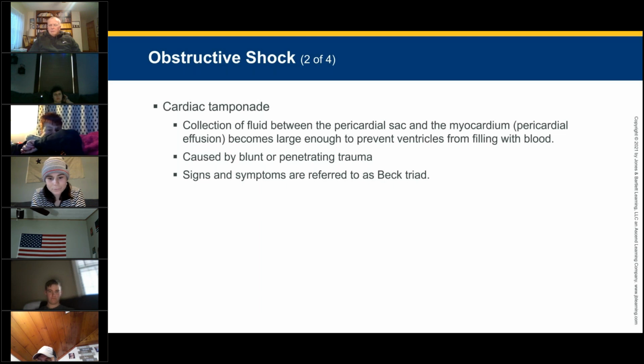And the signs and symptoms of cardiac tamponade are referred to as the Beck's triad. That's an important test question right there, Beck's triad. The three things you're looking for in Beck's triad are going to be the presence of jugular vein distension. So you're going to see the jugular veins in the neck become very distended, muffled heart sounds, and narrowing pulse pressures. And that's where the systolic and your diastolic blood pressures start to come closer together.